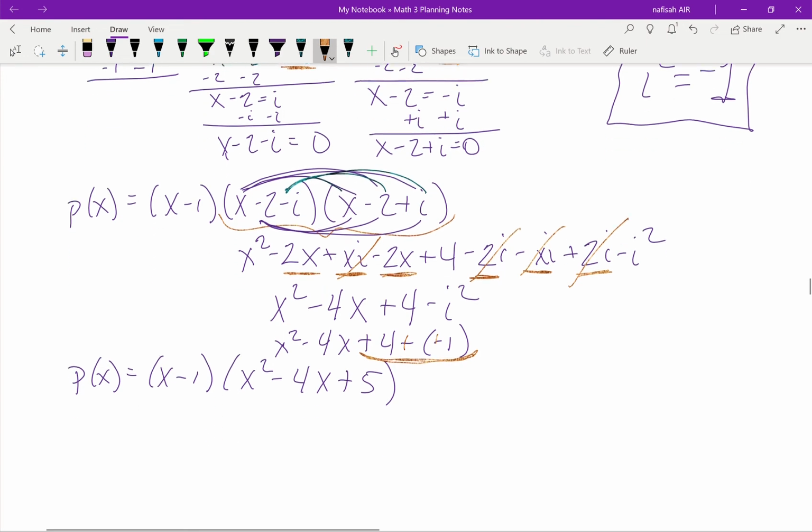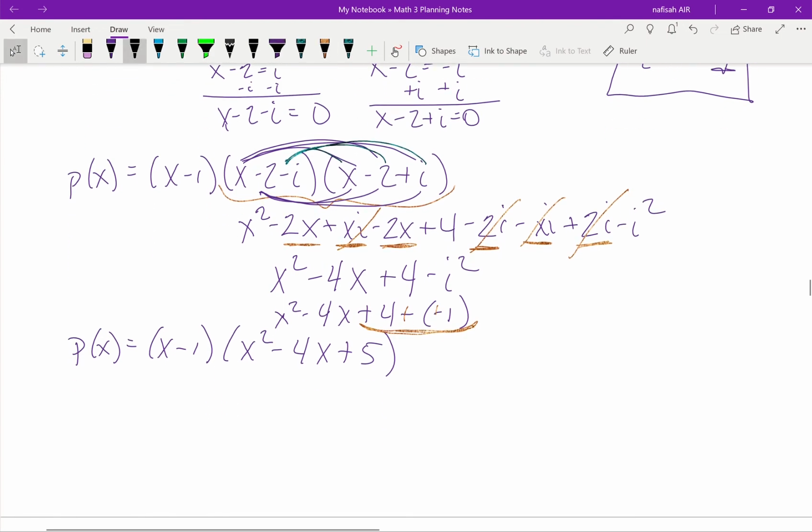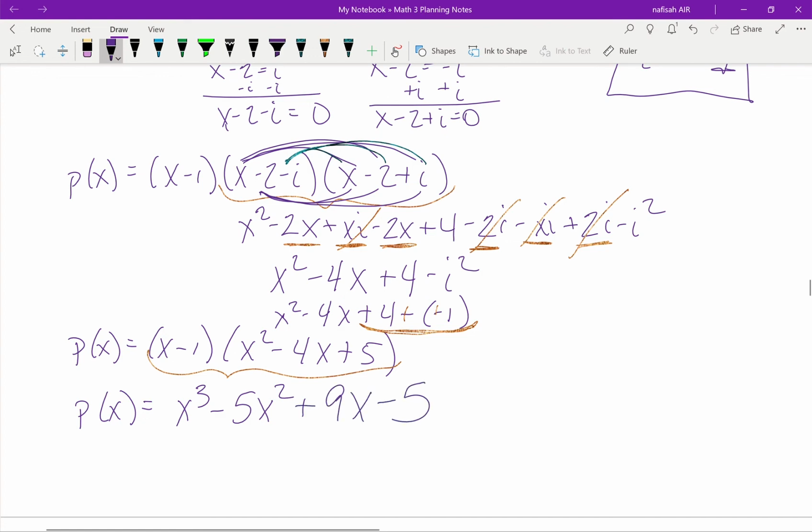So I'm almost done. I have one more group of polynomials I need to multiply together. So I'm going to multiply these together, and I'm going to do the same. I'm going to take x, multiply by x squared, multiply by negative 4x, multiply by 5. Negative 1 times x squared, negative 1 times negative 4x, negative 1 times 5. And I'll get my answer to be x cubed minus 5x squared plus 9x minus 5. That would be my answer.